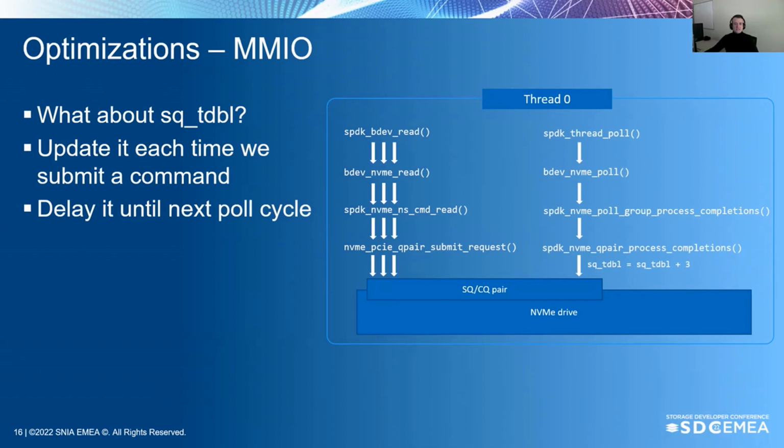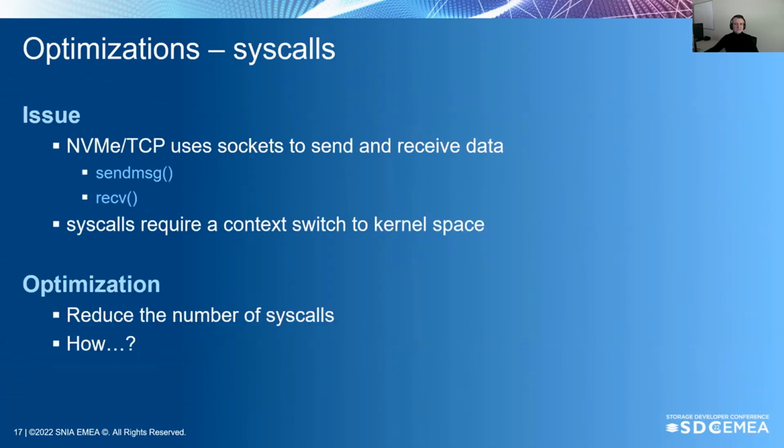Of course, this is a trade-off, right? We trade latency for avoiding the MMIO. However, we are polling very frequently anyway, so we find that this is definitely worth doing and yields significant performance improvements.